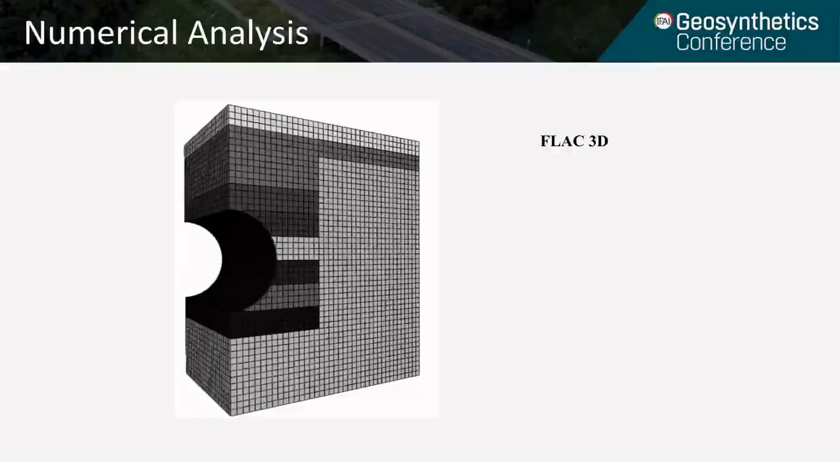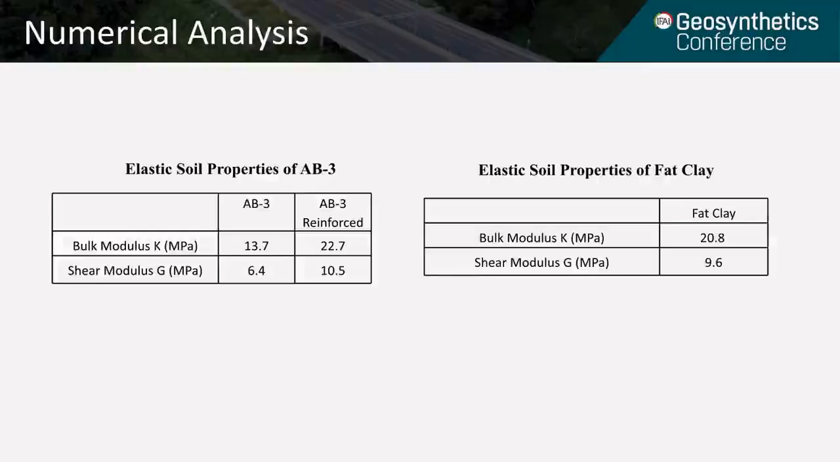Numerical analysis. A numerical analysis of the laboratory tests was run with a FLAC 3D finite difference model. An axisymmetric model was used. The fat clay was modeled as an elastic material with a bulk modulus of 20.8 megapascals and a shear modulus of 9.6 megapascals. The AB3 was modeled as an elastic, plastic, Mohr-Coulomb failure type material, and the AB3 material stiffness was modified by the GeoGrid.